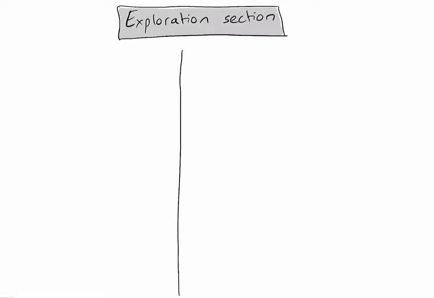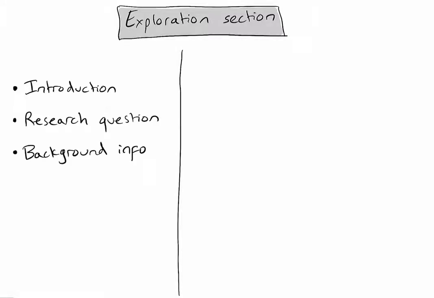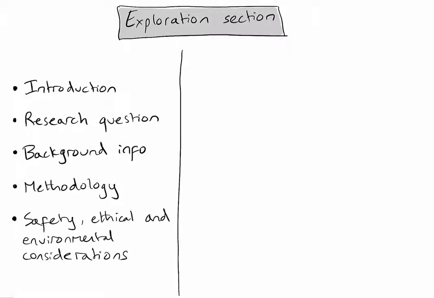This video will outline a possible structure for your Chemistry IA exploration section. The possible subheadings you might use are Introduction, Research Question, Background Information, Methodology, and the Safety, Ethical and Environmental Considerations. Let's start with the introduction.